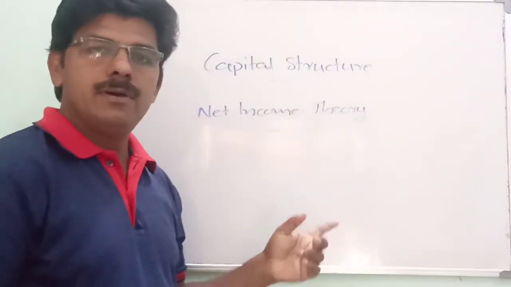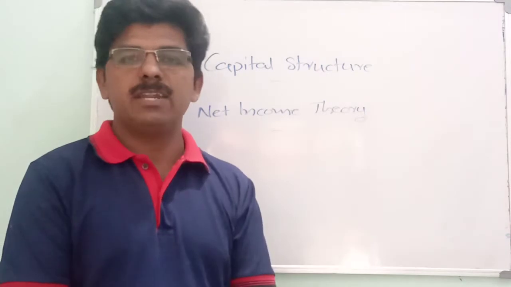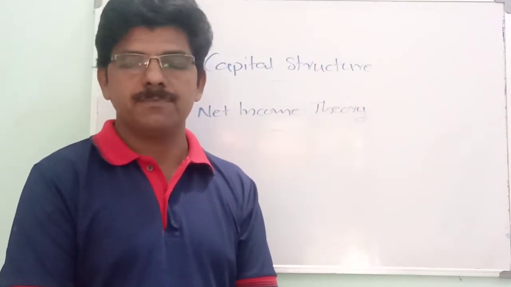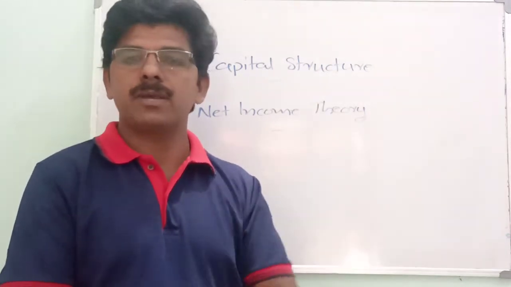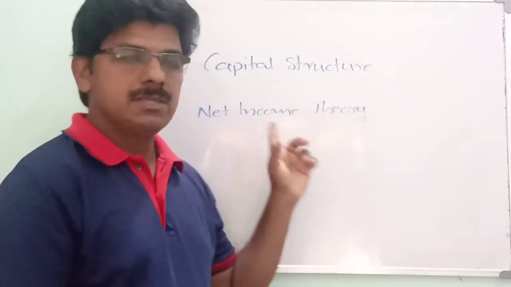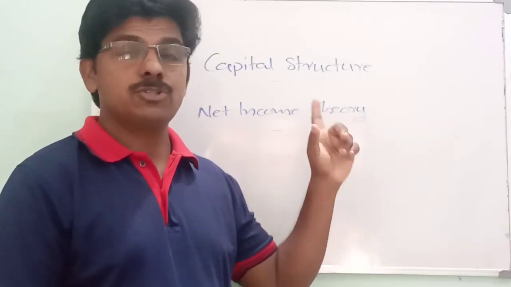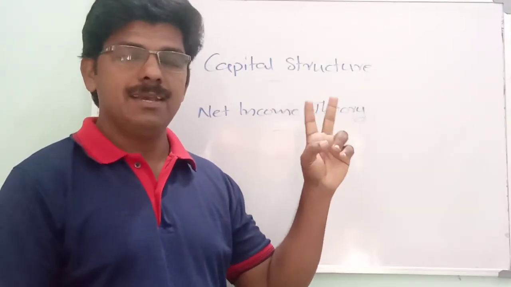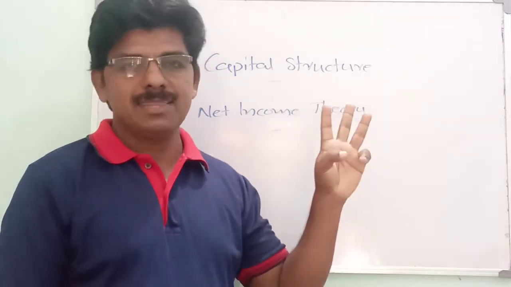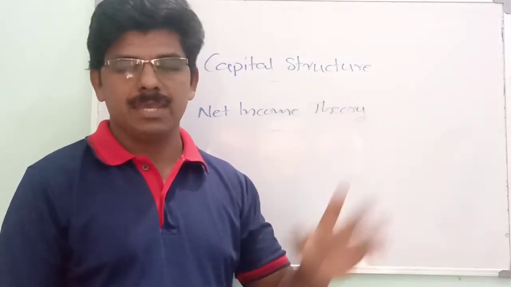A number of theories have been developed by different scholars with regard to capital structure. How to build a good capital structure, how to make an optimum capital structure. The theories are: number one, net income theory; number two, net operating income theory; number three, traditional theory; and number four, Modigliani and Miller theory, the MM theory.